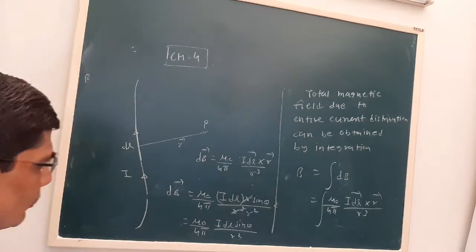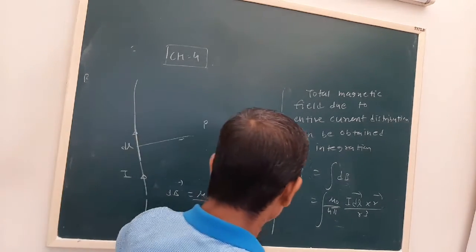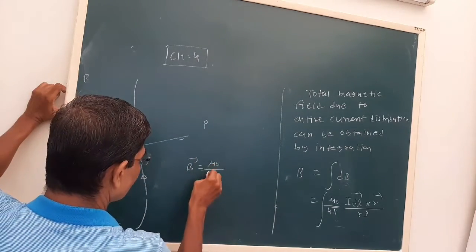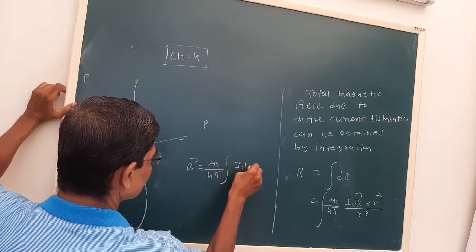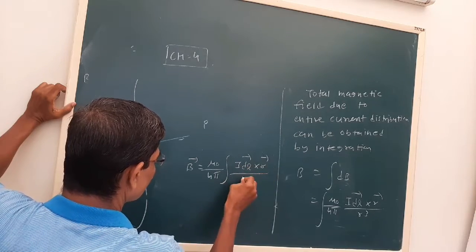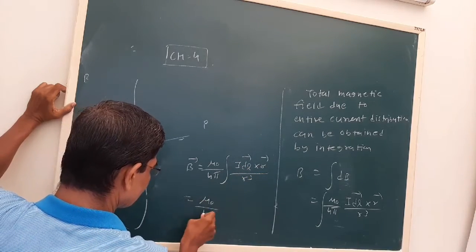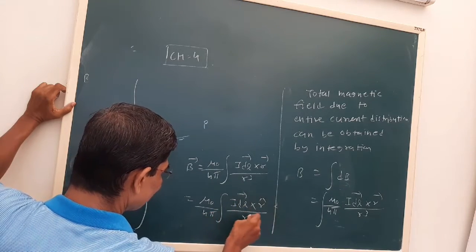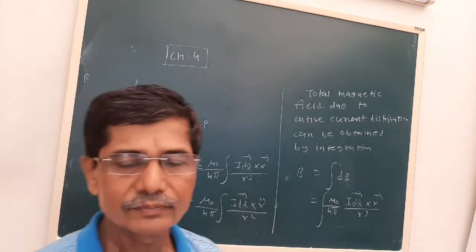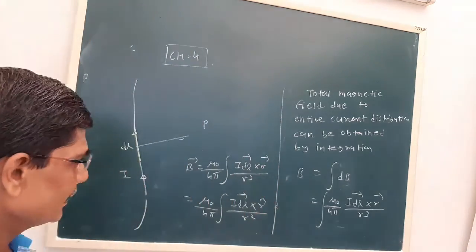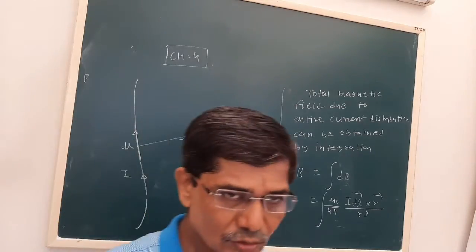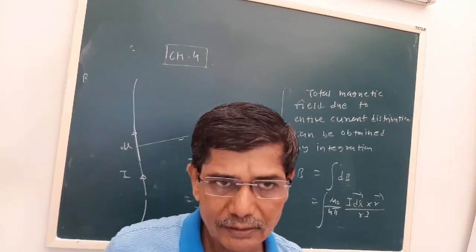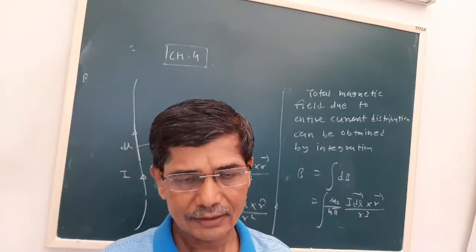Now this mu 0 upon 4 pi is constant that we can take outside. So B is equal to mu 0 upon 4 pi integral of IdL cross R upon R cube. You can write it in terms of unit vector also that we used previously. Both have the same unit. So this is regarding the magnetic field due to a small part IdL, and then by taking the integration we obtain the magnetic field due to the entire current arrangement.